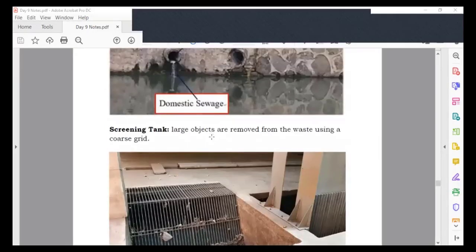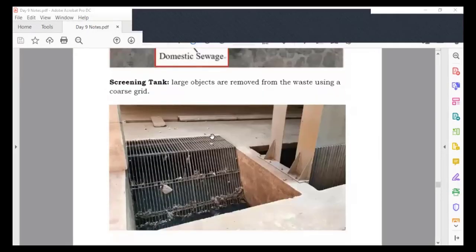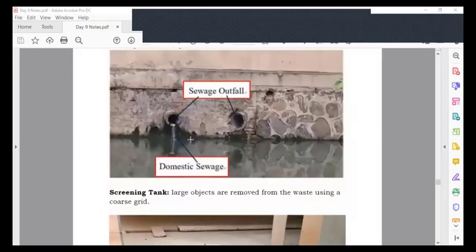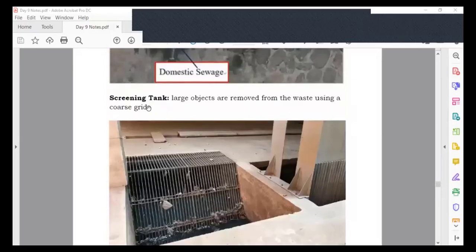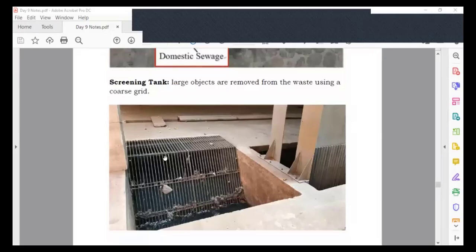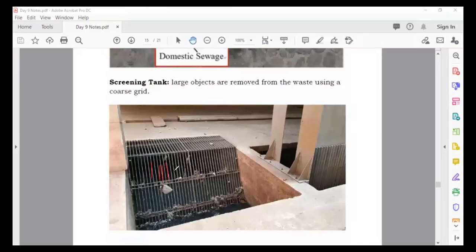See here, the first thing they are doing: the wastewater coming from the homes goes first to the screening tank. What is the function of this screening tank? You can see this one here. It has these small bars. It will stop the large particles. You can see even the large particles here. So in the screening tank, large objects are removed from the waste using a coarse grid.